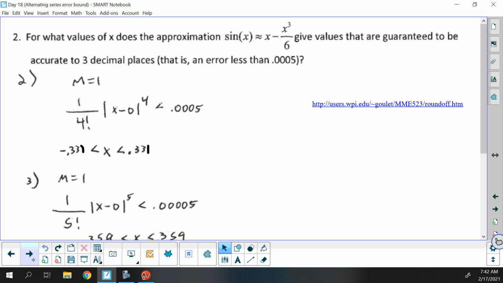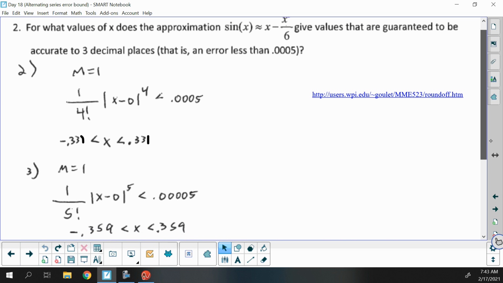So if we take m to be 1, because we're working with sine, so we know that's a max. 4 would be our next degree, 4 factorial, and then we're just solving for x there. So multiply the 4 factorial over, take the 4th root, and that'll tell us for x what our bounds are.